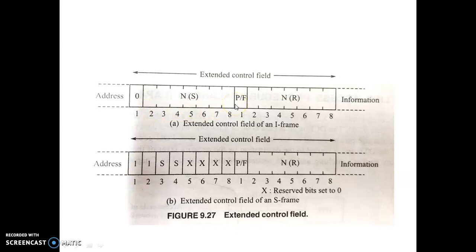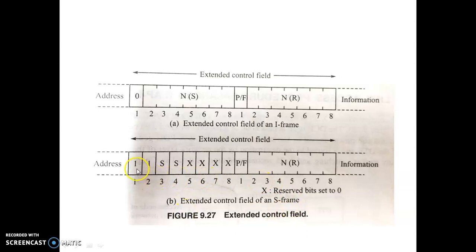Then we have poll/final bit, and then we have NR, the piggyback acknowledgement number. So NR is piggyback. So this is also of 7 bits. So it is very simple. From 8 bits it is extended to 16 bits, and where there it was 3-bit numbering scheme, here we have 7-bit numbering scheme. It is very simple. Okay, and same thing will happen for your S frame.